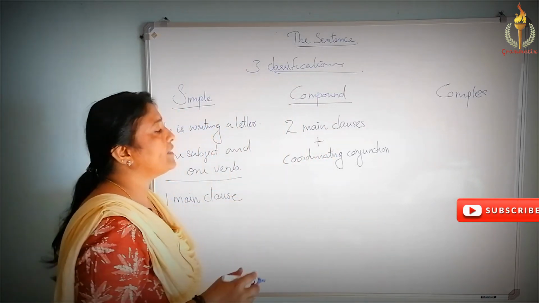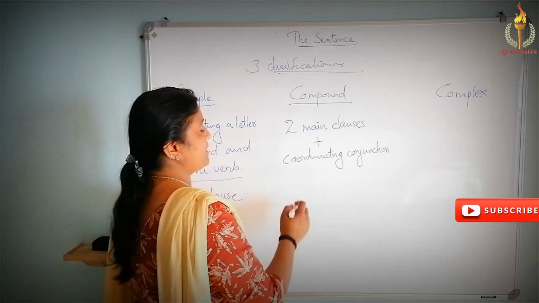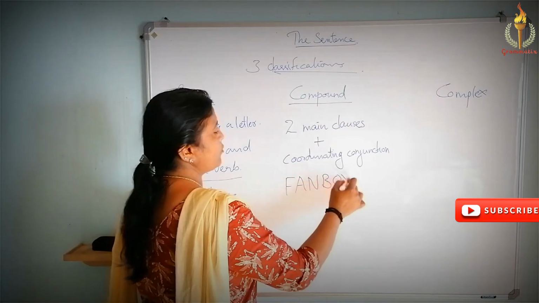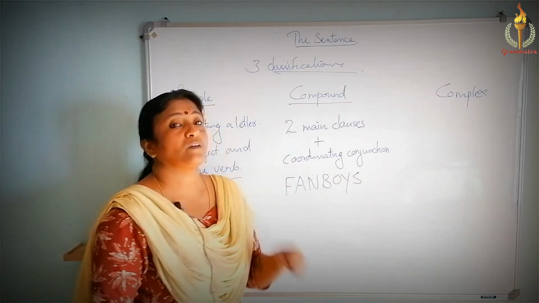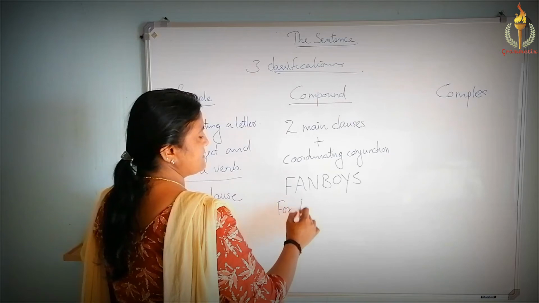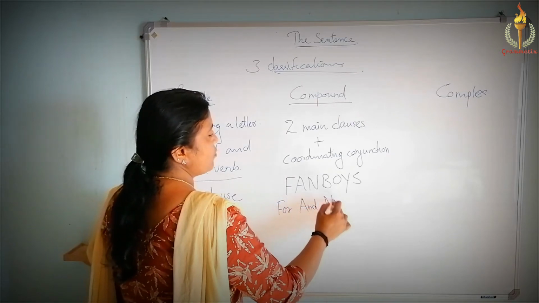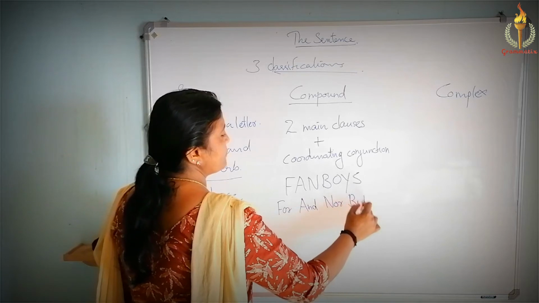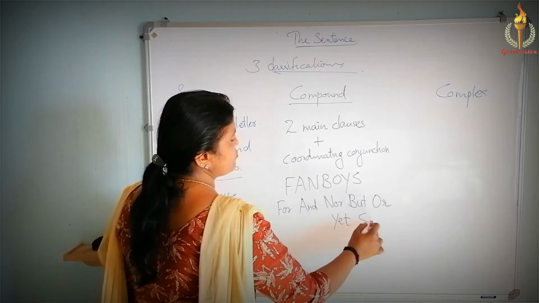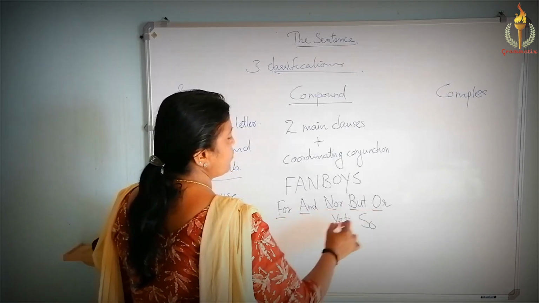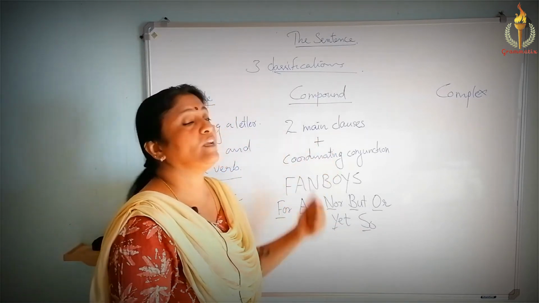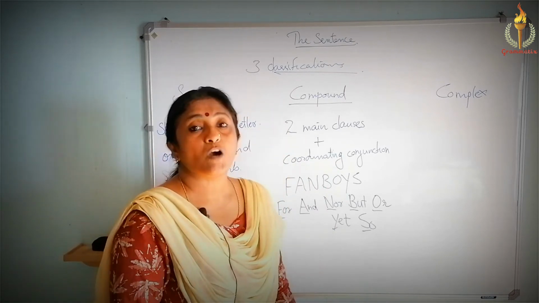Now what do you mean by coordinating conjunctions? It's better if you study this acronym FANBOYS. So it will be easy for you to know what the coordinating conjunctions are. F is for, A is and, N is nor, B is but, O is or, Y is yet, and S is so. So FANBOYS. These are the coordinating conjunctions. So two main clauses joined by a coordinating conjunction will give you a compound sentence.